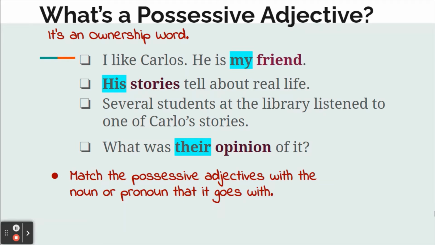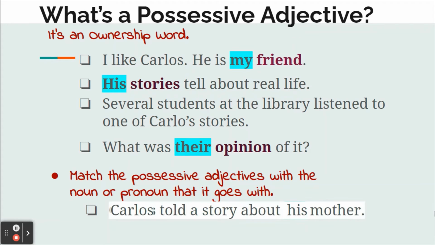Okay, so let's look at this example. Carlos told a story about his mother. So we have the noun Carlos, and we have the possessive adjective his, okay? So we need to match the possessive adjective with the noun or pronoun that it goes with, right? So with what noun does his go? Yes, you're right. It goes with Carlos, okay? Because Carlos is Carlos's mother, right?